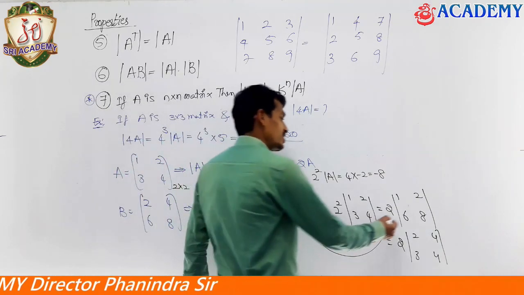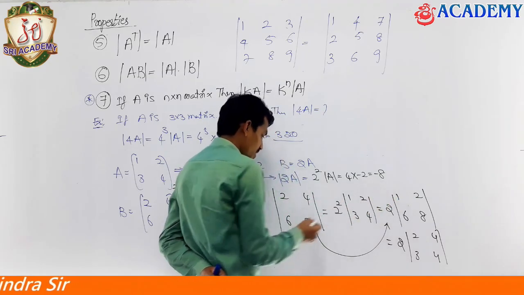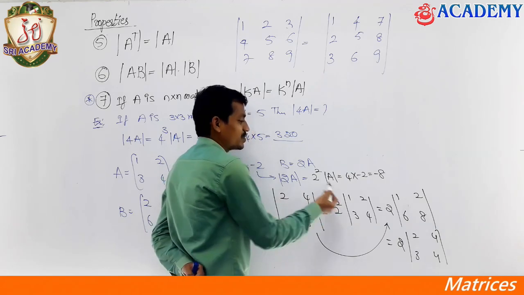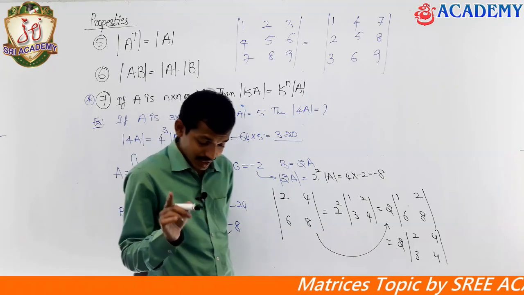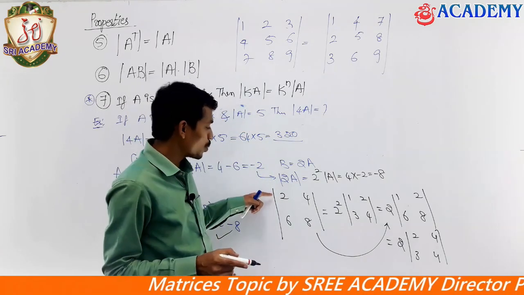If you take 2 common from here, and just take 2 from here, you get this one. If I take 2 here, you get this one. If you take 2 from here to here, you will get A2 square. 2 into 2. Means, taking common from a determinant, the procedure can be done from any one row or any one column.